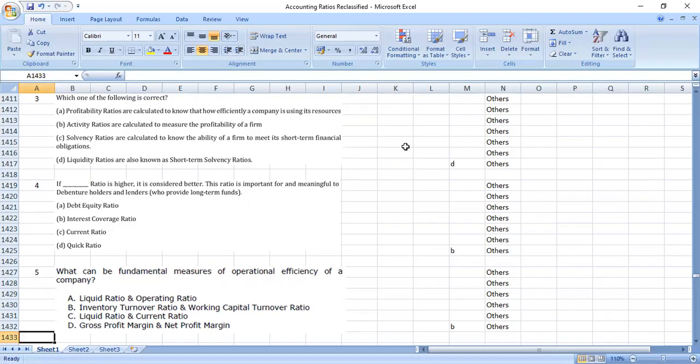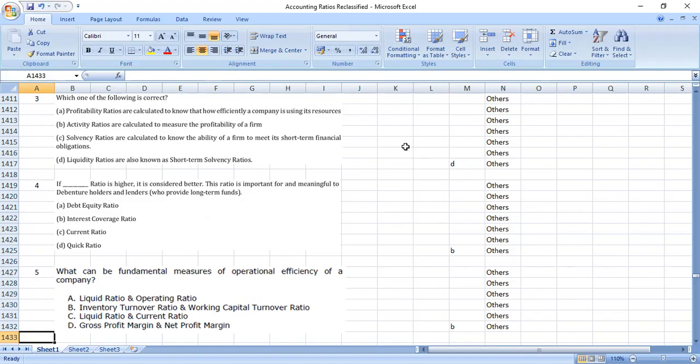Solvency ratios are calculated to know the ability of a firm to meet its short-term financial obligation. Solvency ratio tells how solvent the firm is, whether it has enough assets to meet its long-term financial obligations. For instance, debt equity ratio, proprietary ratio, total assets to debt ratio. So obviously C is also wrong. Then D has to be correct. Liquidity ratios are also known as short term solvency ratios. That is correct. Liquidity ratios tell whether the firm will be solvent in the short term. So D is the correct answer.